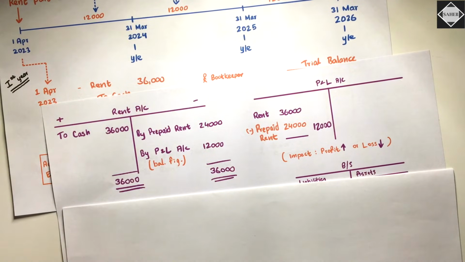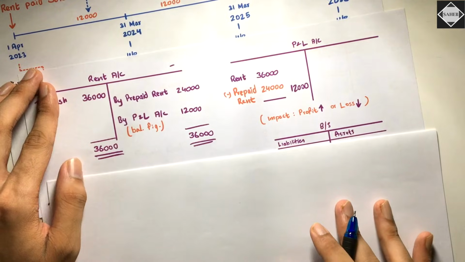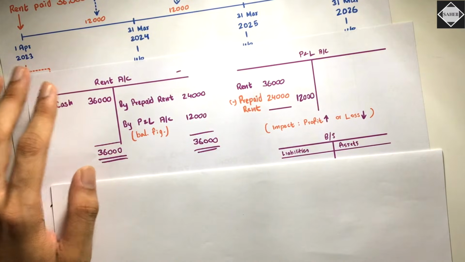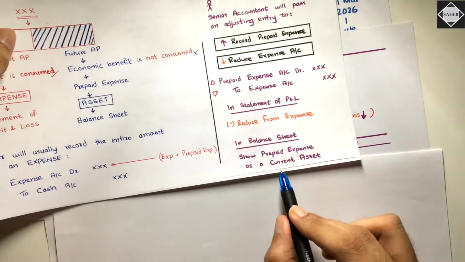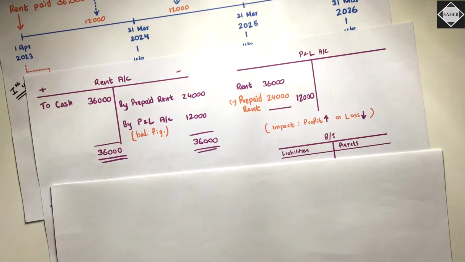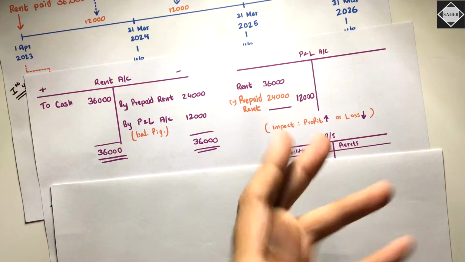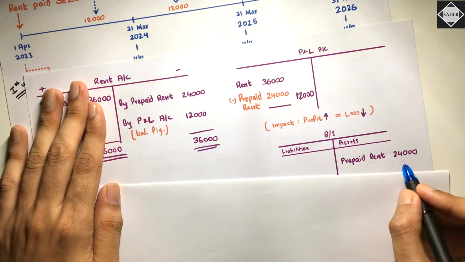Understood. We understood the impact in profit and loss. And then in balance sheet, what will happen? I told you in balance sheet what will happen. In balance sheet, you have to show prepaid rent as what? As a current asset, right? Because you are going to receive economic benefit in the future. So that's an asset. So prepaid rent 24,000.